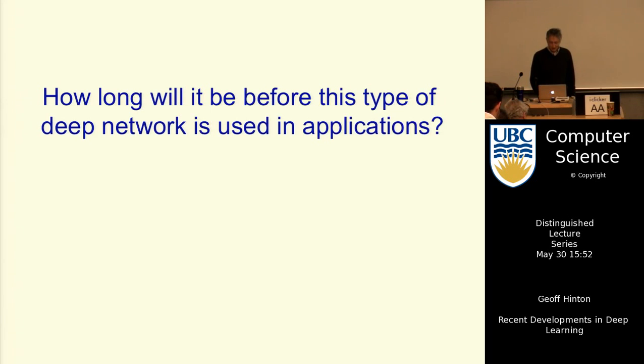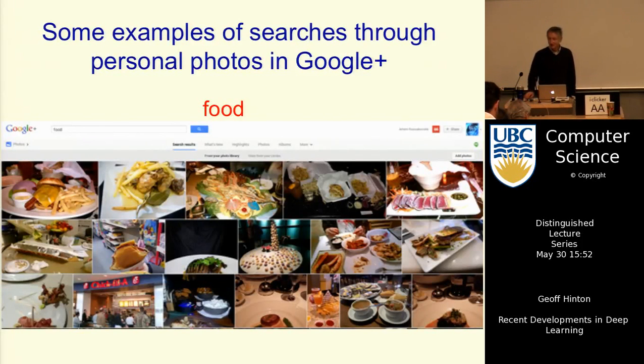So the question is, how long will it be before this type of object recognition is actually in practical applications? And the answer is it went live last week. If you go to Google+, you can upload your own photos, and you can search for terms. There are quite a few terms you can search for, and it will find examples of those in your own untagged photos.